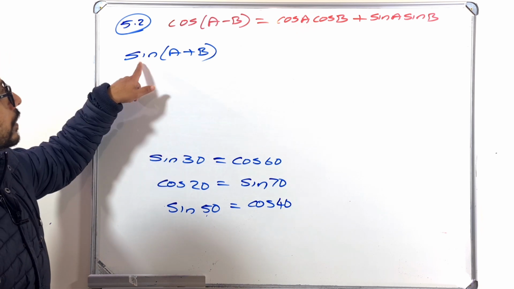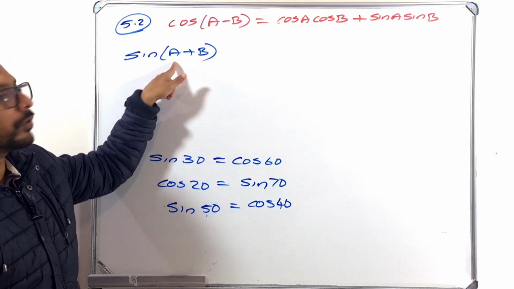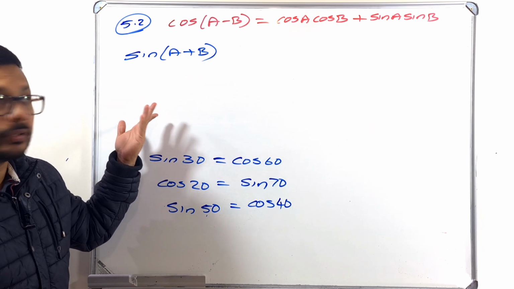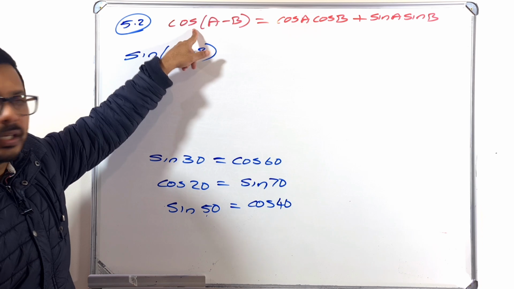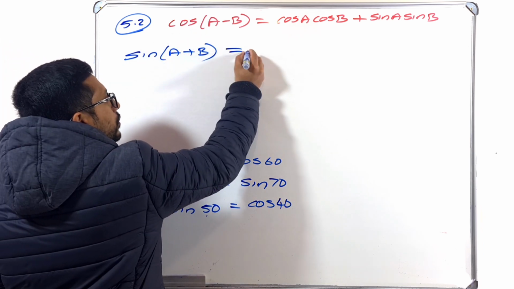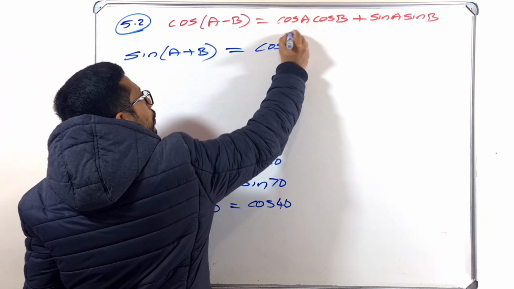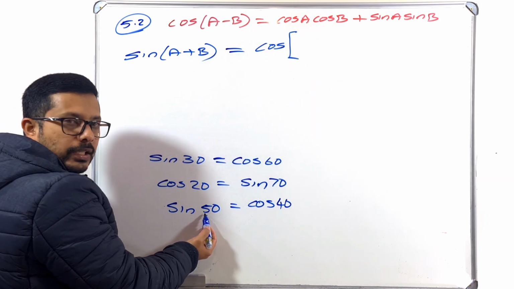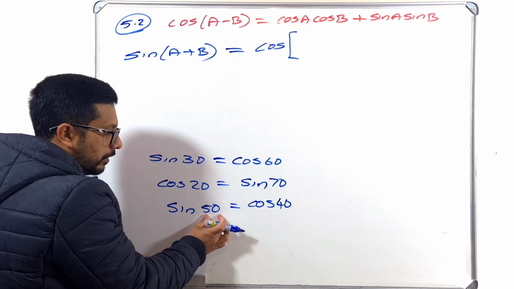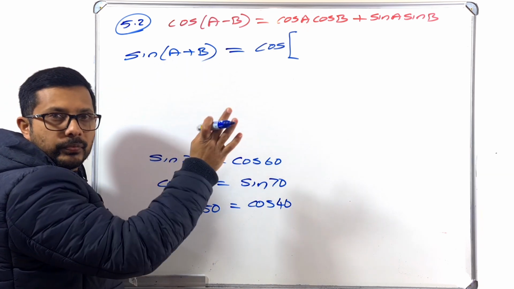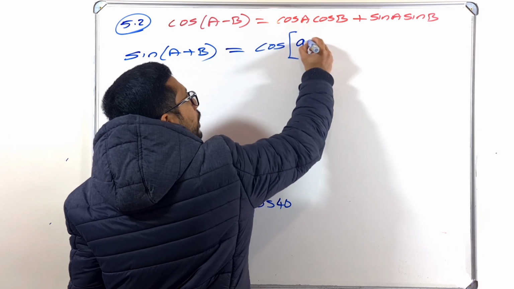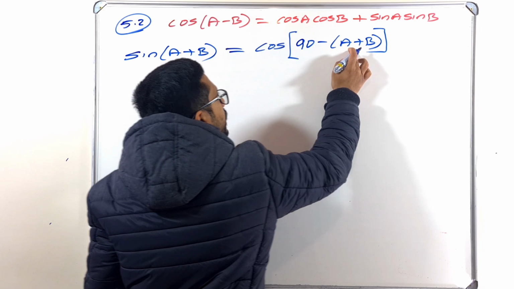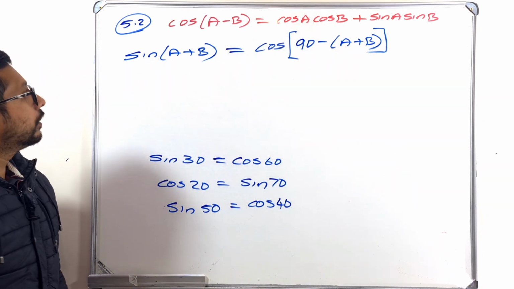So now look at this one. Sine of a plus b. This is our angle. A plus b is our angle. So how can I write that one in terms of cos? We have to use this formula. That is the question. I can write this one as cos of, how do I get this 40? This 90 minus this 50, am I right? Here the angle is a plus b. That's the only difference. So it is cos of 90 minus a plus b. So 90 minus a plus b, that is sine of a plus b.